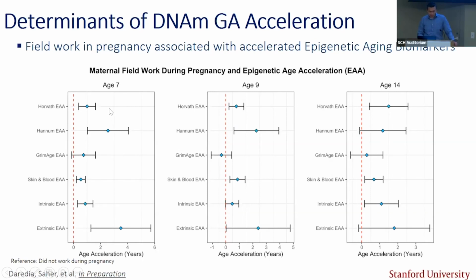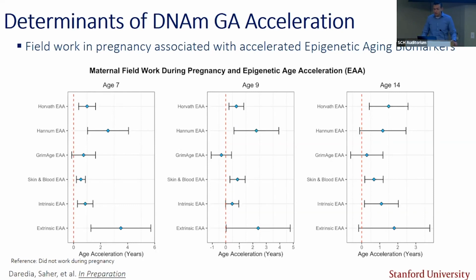So it was pretty remarkable that at age 7, mom's prenatal maternal field work was associated with increased epigenetic aging of these children, pretty consistently across clocks. And I have not seen this for other exposures, even smoking, that I usually think about as one of the exposures that is pretty harsh. We have not seen this. So there's something about this.